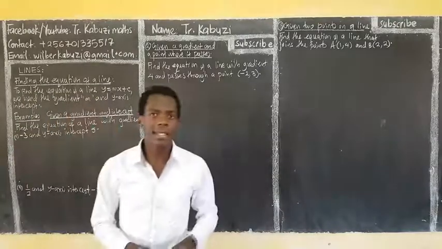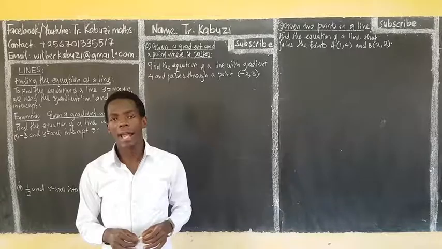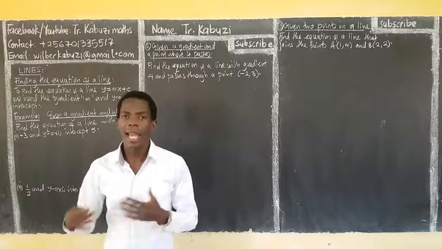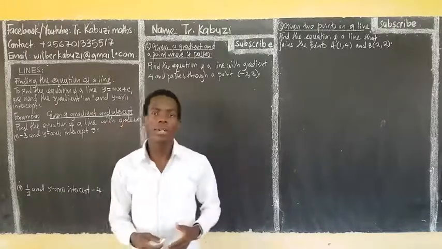Okay, now members, we are going to see how we find the equation of a line if we are given a gradient and then an intercept, and then we are going to see different conditions.